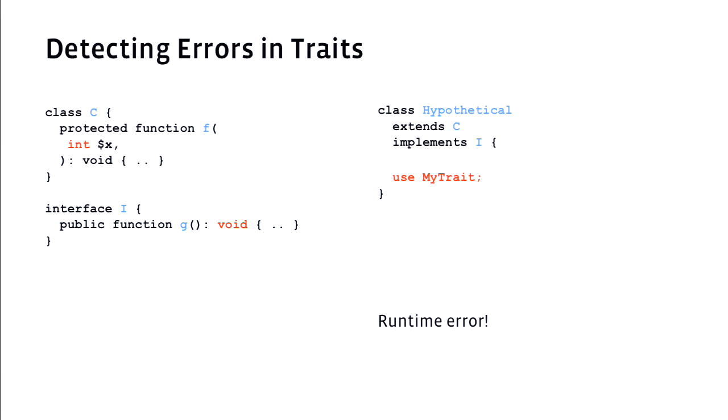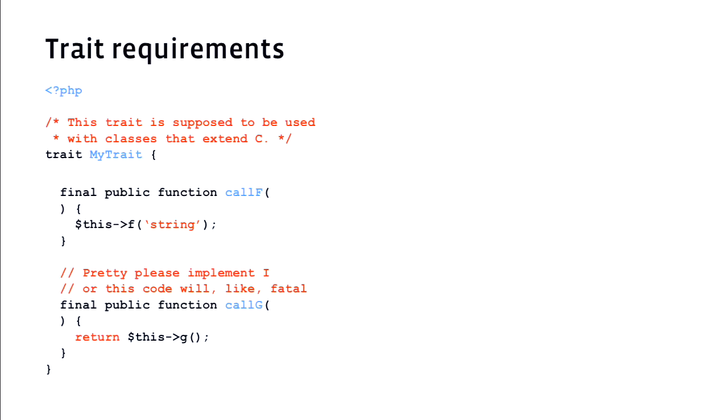Well, to determine this intent, you look at what the code looks like. And this is the code that we saw in the Facebook codebase. Most of the time, we've noticed in the Facebook codebase that people use traits in conjunction with type hierarchies that already exist, and they leave comments that look like that. They say, all right, this trait is really supposed to be used with classes that extend C. And sometimes those comments are inline, so they say, oh, pretty please implement the I interface, or this code will fail, and I'll be sad and have to fix a bug at 3 in the morning.